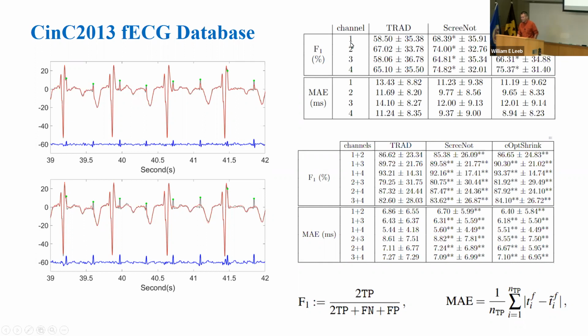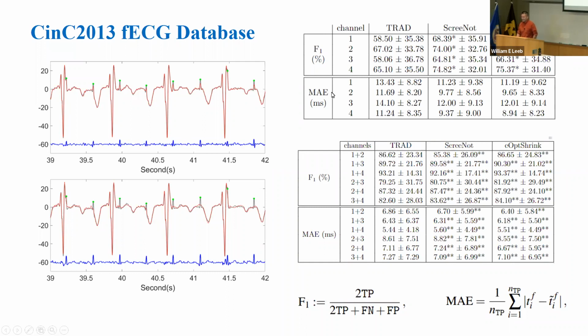This is only when we have one signal. We also applied it on two signals, and how we do it is more complicated, in our paper, so I won't explain it right now. But if we have the data of two channels, then we have a higher accuracy, and it also has statistical significance compared to the traditional method and compared to the screen knot.